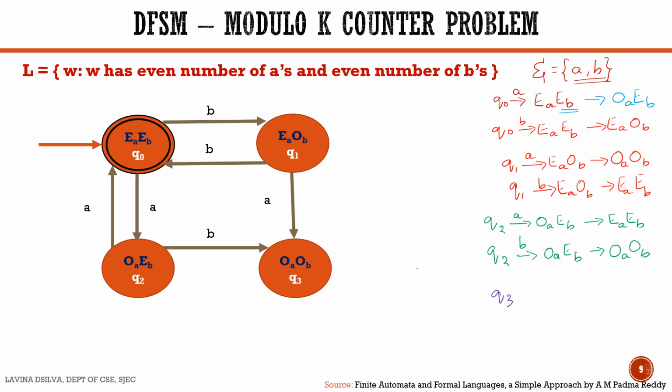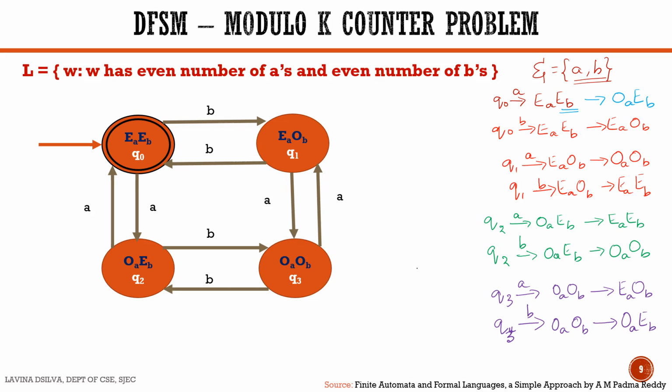Next is state Q3, which is represented in the combination OA and OB. On receiving A, odd number of A's becomes even number of A's, whereas there is no change in the number of B's. So it goes to EA-OB combination, that is Q1 state. And Q3 on receiving B: there is no change in the number of A's, but we have a change in the number of B's. It goes to OA and EB combination, that is Q2 state.